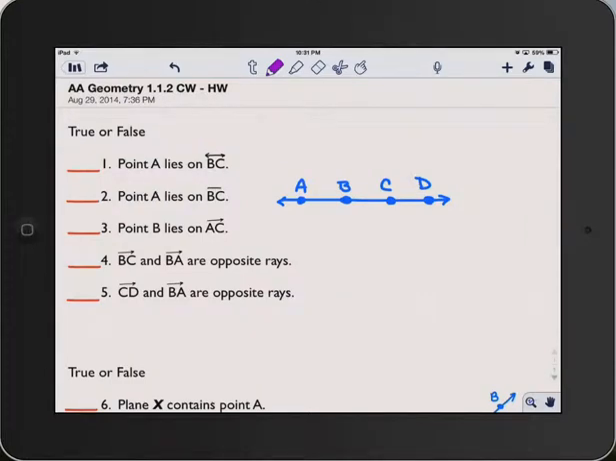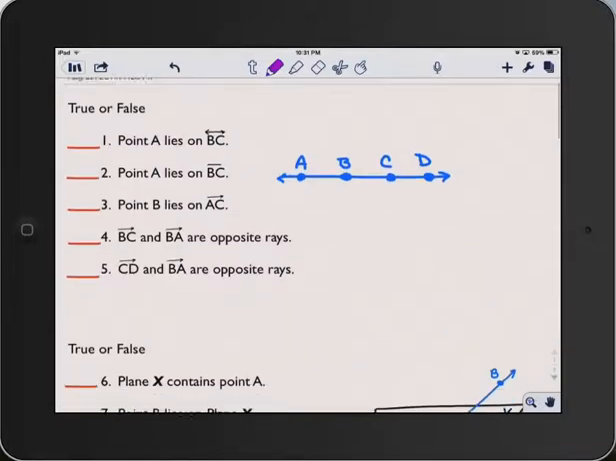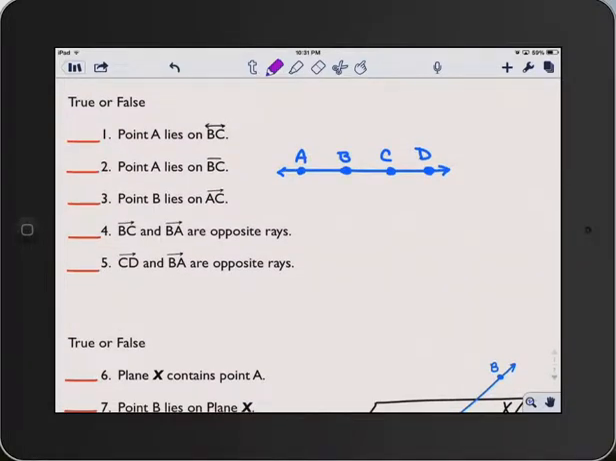Okay, this is the assignment that I have handed out. You should try all of the problems before you watch the rest of this video. So, problem number 1, point A lies on line BC. Line BC has no endpoint, so it's all of the points along this line, including point A and therefore point D. So therefore problem number 1, the answer is true.